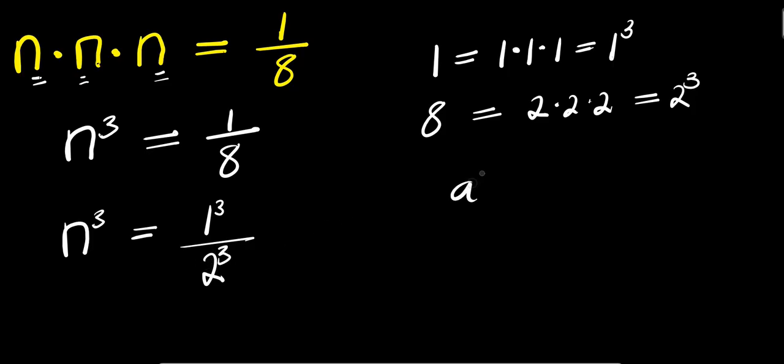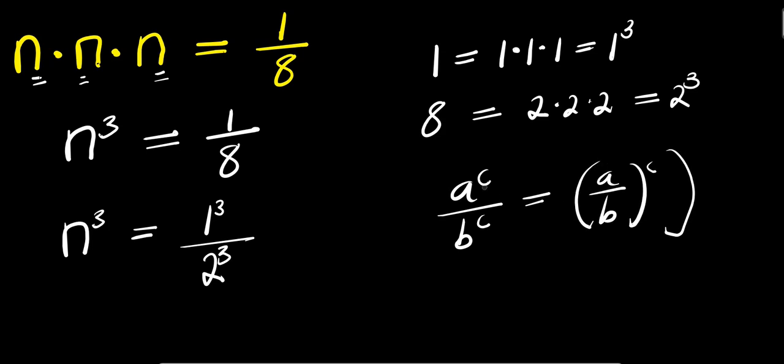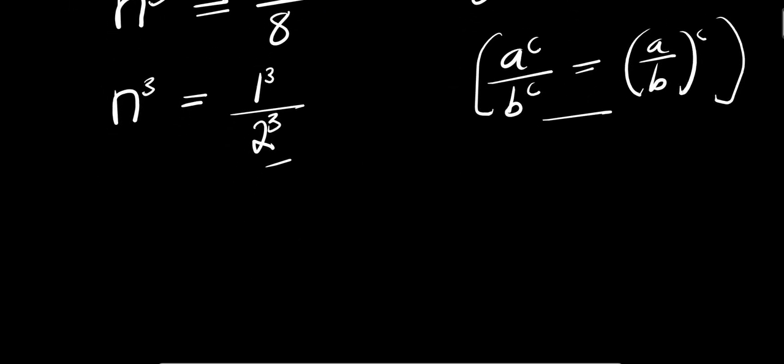Now, if you have a power c divided by b power c, this equals a divided by b to the power of c. Applying this right here, I will simply have n power 3 equals 1 divided by 2 to the power of 3.